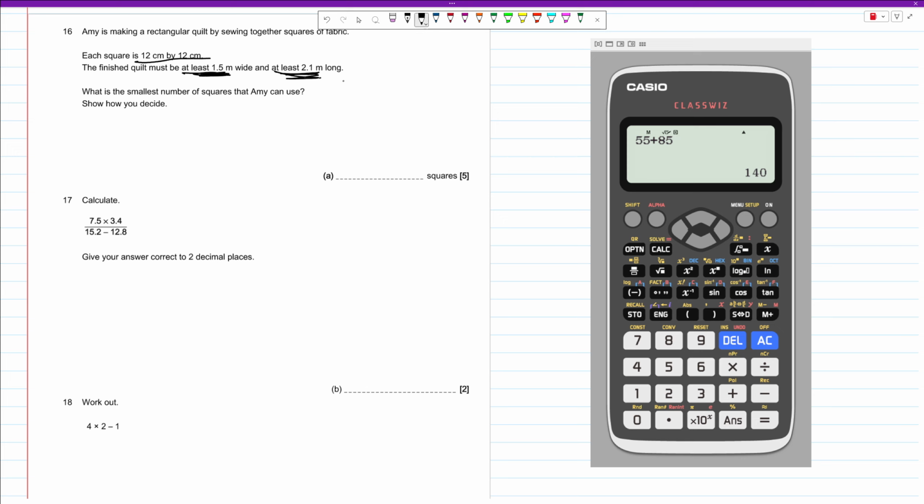Okay, do you know what? There's loads and loads of different ways of doing this. I think the easiest way is just to figure out how many squares I can have on one side, the 1.5 meter width, and how many I can have on the length. So remember, 12 centimeters is 0.12 meters. So 1.5 divided by 0.12. And I also want to do 2.1 divided by 0.12.